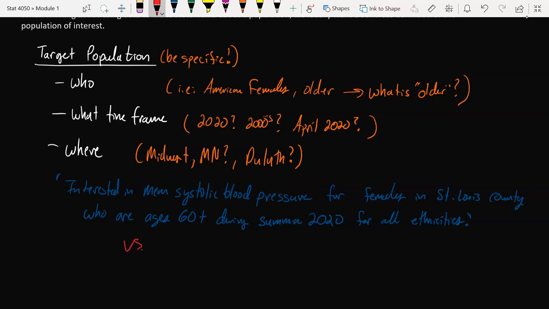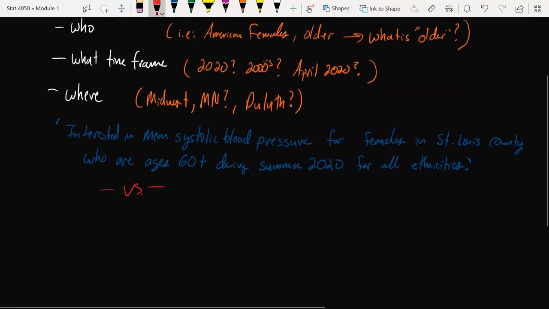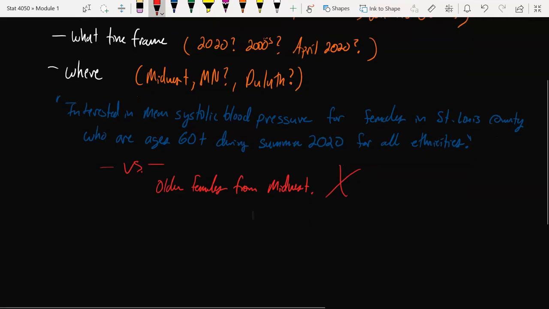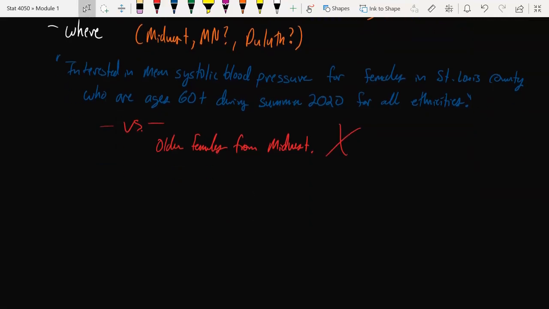So much better than older females from the Midwest, right? Not a fan of that. Not a good target population, right? If you're going to define a target population, be as specific as possible, okay?